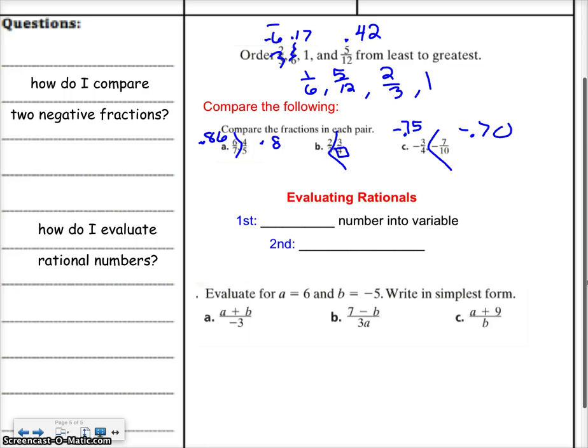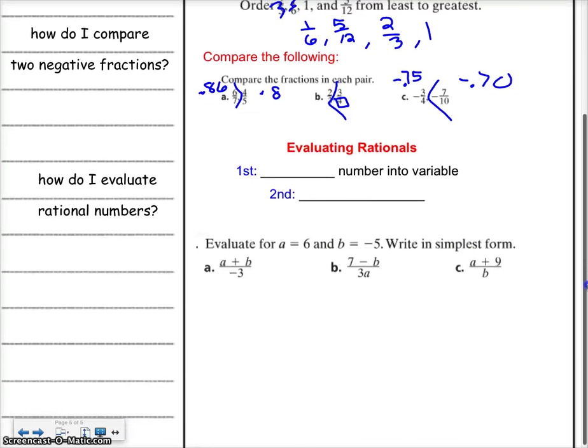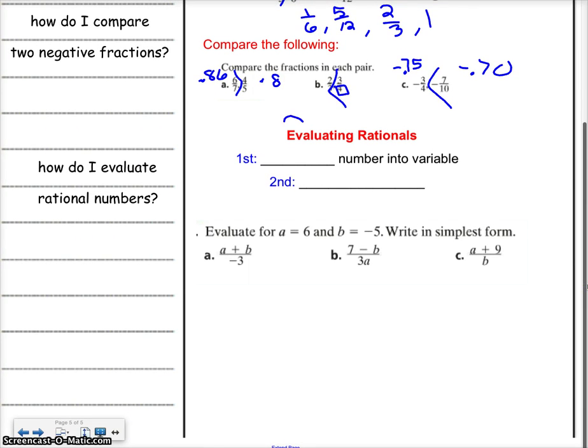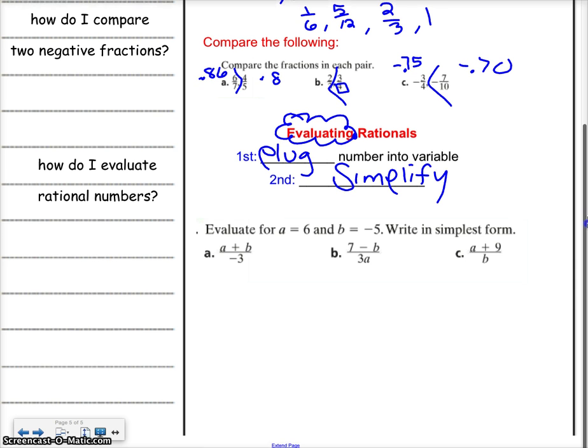All right, last 3 examples. This is the actual application. We're going to evaluate. That means plug the numbers in and then simplify. That's the fun part of this lesson. I like evaluating better than ordering personally. So we're going to evaluate the following. A is 6 and B is negative 5. Then we're going to write it in simplest form.